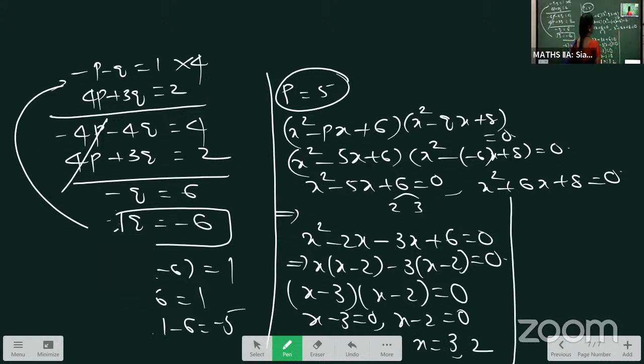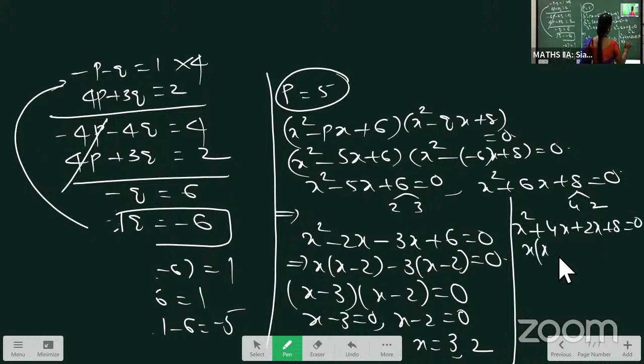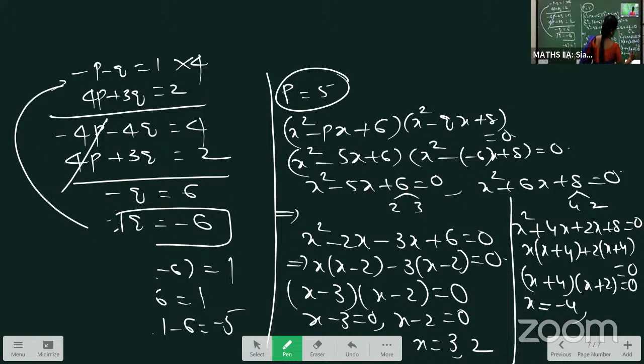Coming to this one, how can we write 8 as 4 and 2? x square plus 4x plus 2x plus 8 is equal to 0. Take x common, then x plus 4, 2 common, x plus 4 is equal to 0. x plus 4 into x plus 2 is equal to 0. Then x is equal to minus 4 and x is equal to minus 2. These 4 are the values for this.